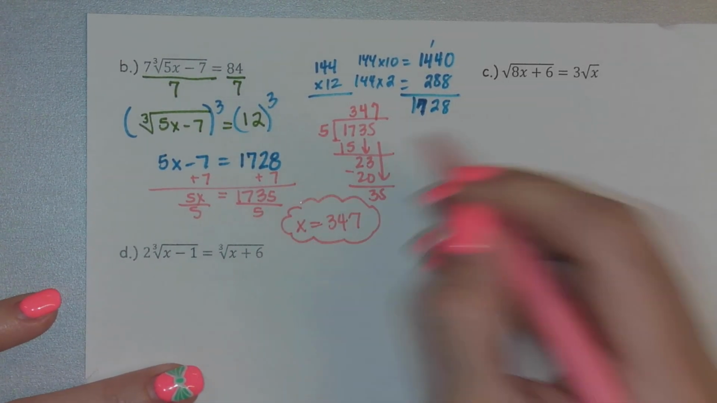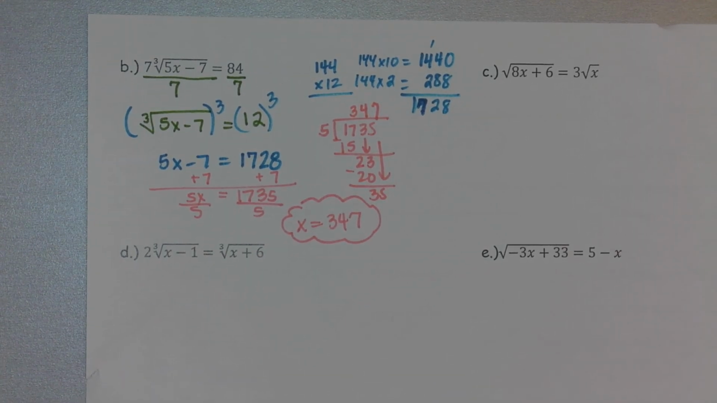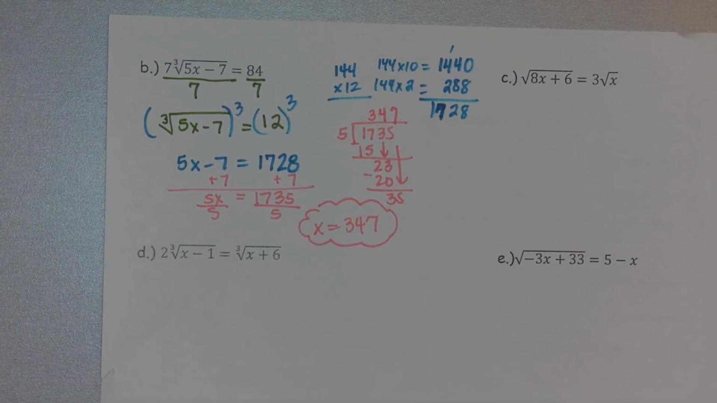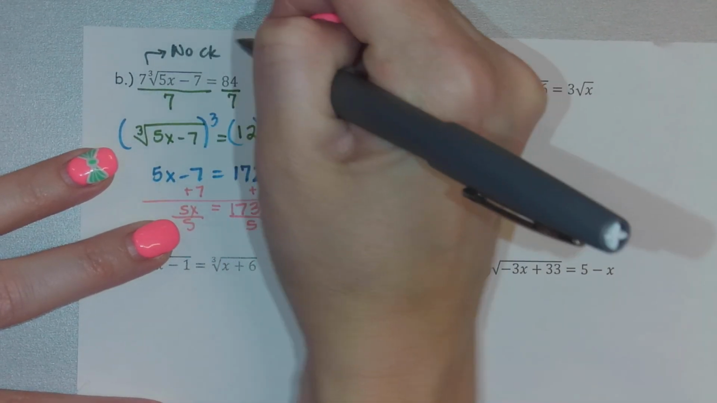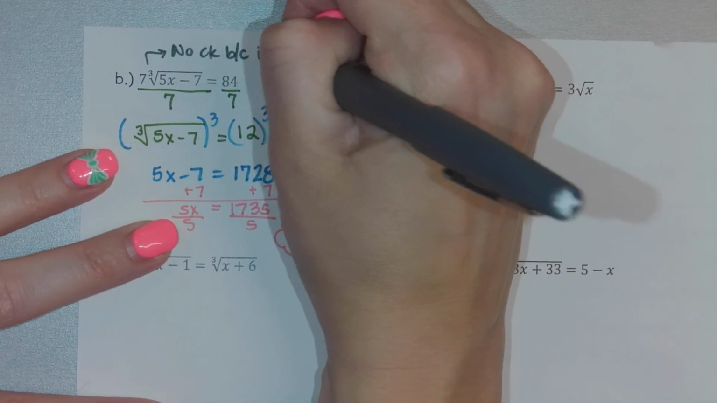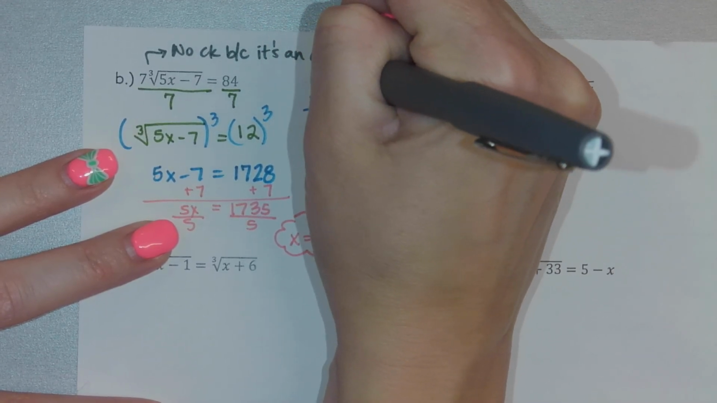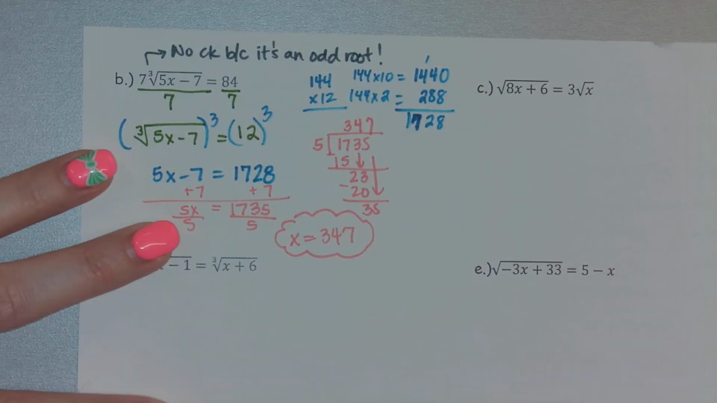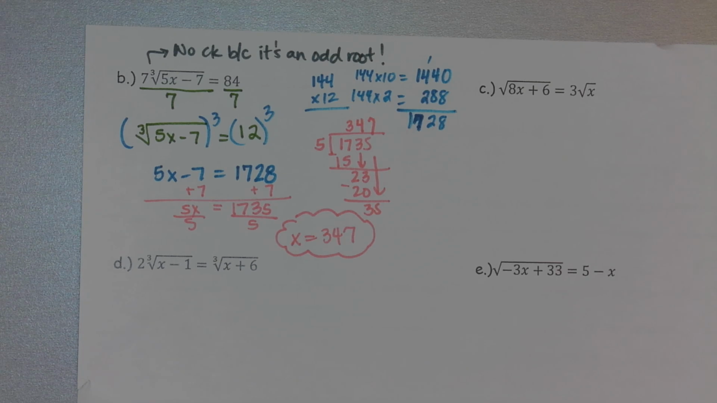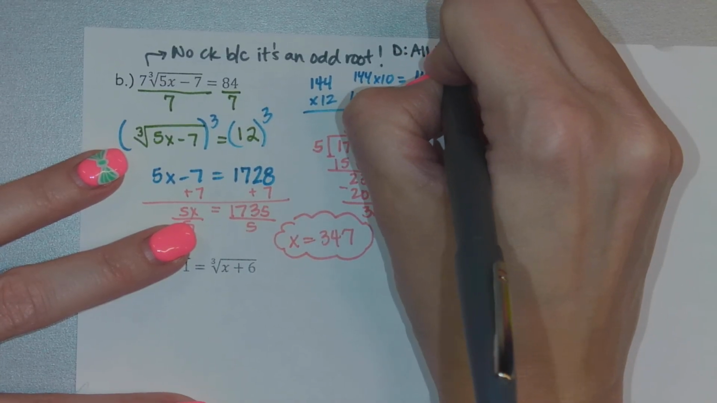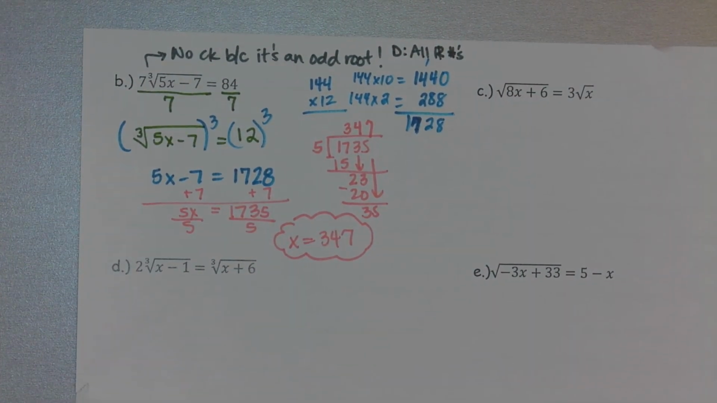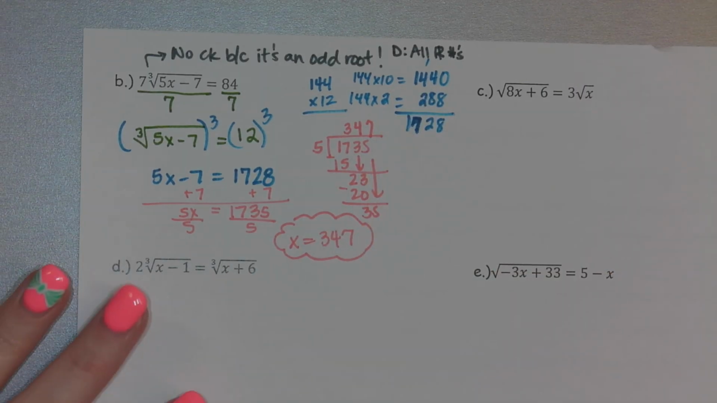Now, with part B, it's a cube root. So anytime there's an odd root, okay, you do not need to check. What's the domain for any odd root? All real numbers. That's why you don't have to check it. Okay, there's no restrictions. So no check because it's an odd root. Odd roots, the domain is all real numbers.